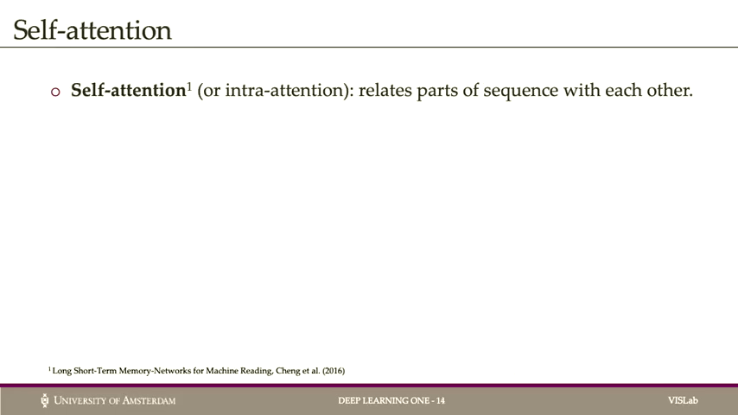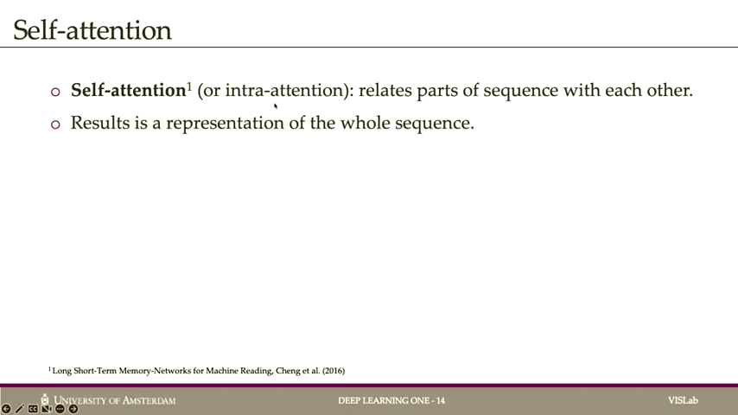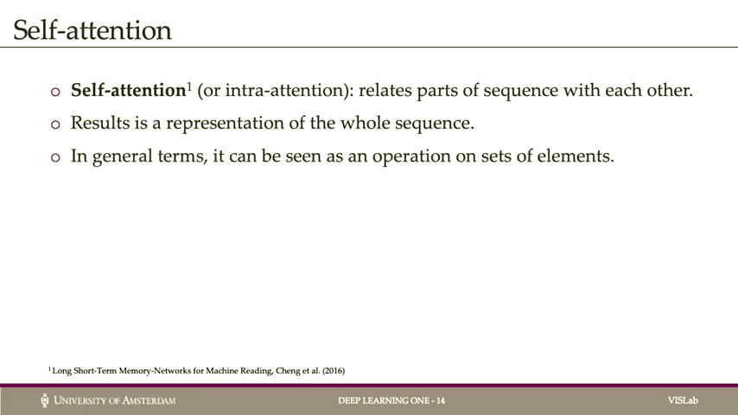We also have something which is called self-attention. Until now, maybe you noticed I was talking about communicating between the encoder and the decoder with this attention mechanism. That's called inter-attention. But we also have self-attention, or intra-attention, which is basically relating parts of the sequence with each other. So that's in the encoder, not between the encoder and decoder. The encoder or the decoder use attention within the module. And then the result is just an enhanced representation of the whole sequence.